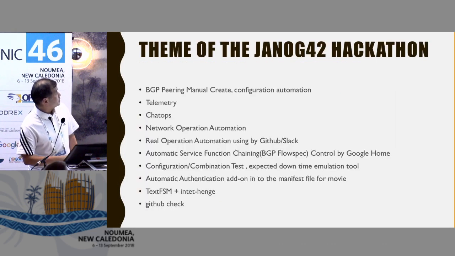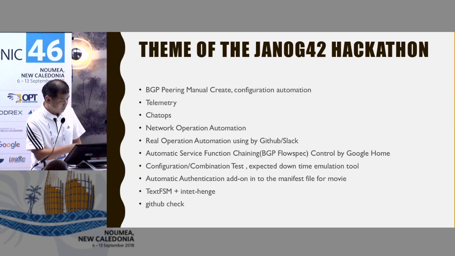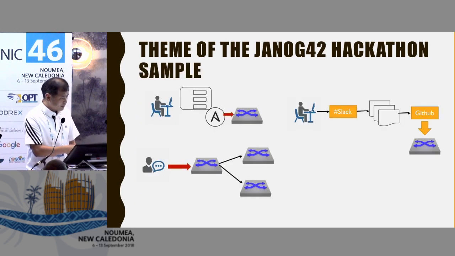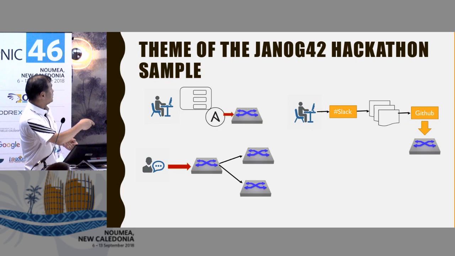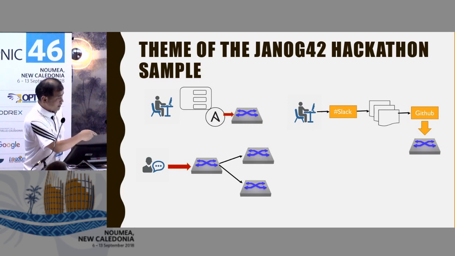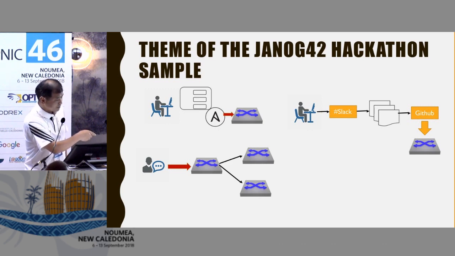These are the themes of the Genog 42 hackathon: BGP peering, manual creation, configuration automation, ChatOps, telemetry, and network operation automation. I'd like to show some examples from the hackathon. One is a web portal. The operator puts in some BGP parameters, then a Python script creates an Ansible playbook. The Ansible playbook configures BGP automatically.